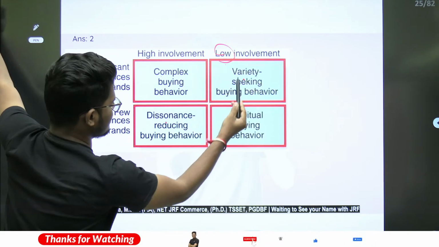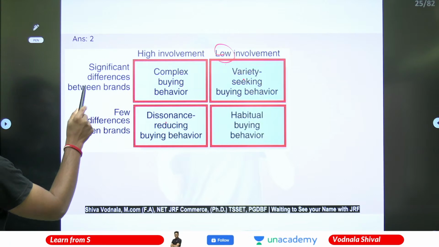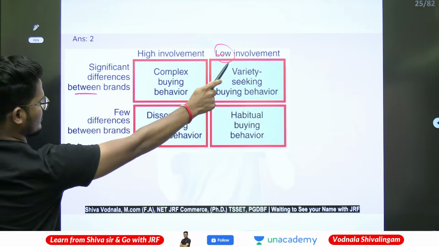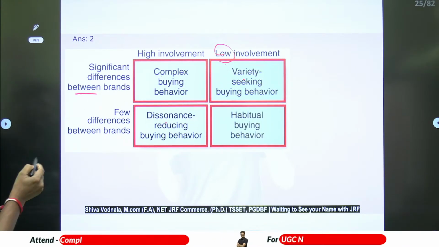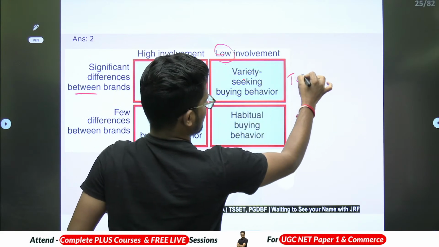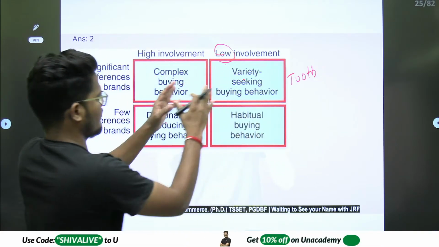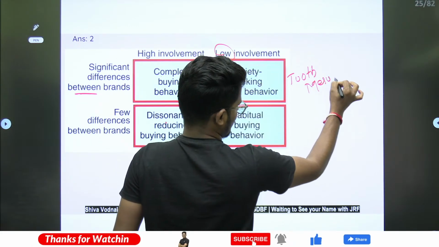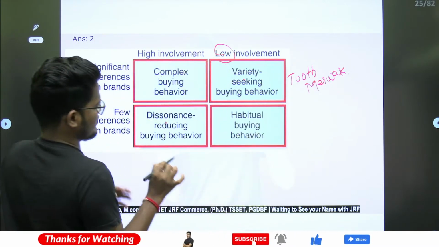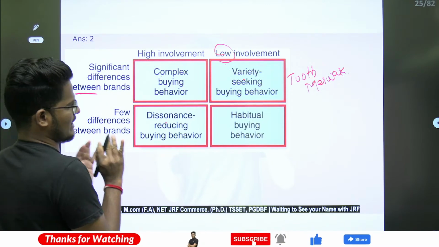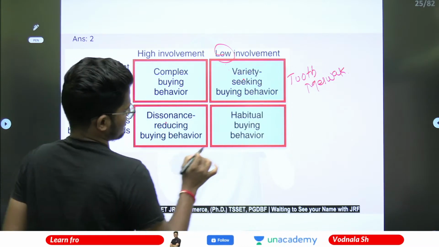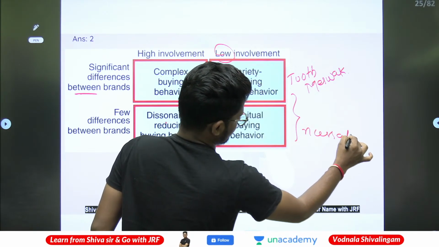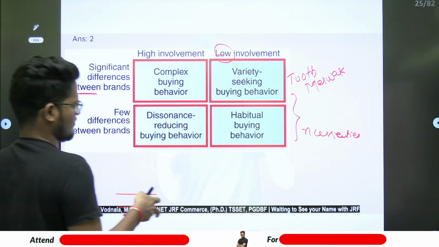That is variety seeking buying behavior. In this, he will see the difference between the brands. When he is buying this type of product, he will have low involvement, like a toothbrush, the best example. Involvement is low. He will not involve much, but he will see the brand differences. And here few differences between the brands will be there, which is habitual buying behavior. These both are almost when we are buying necessities. When you are buying necessities, we look for this type.